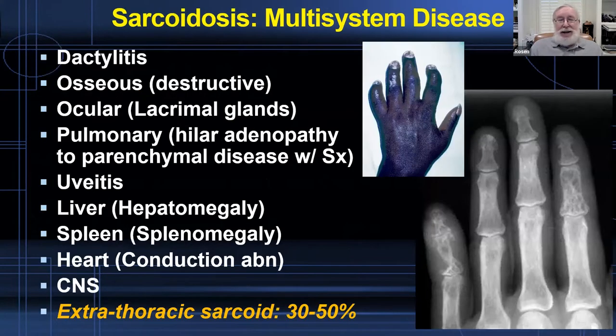So, multi-system disease, dactylitis. These swollen, sausage-shaped digits that I've illustrated here. It can involve bone, and when it does, it's destructive. Look at those areas. Compare that to the rest of the bony structures, which are normal. Just destroying, involving with granulomas, that's the nature of the disease, involving and destroying bone.